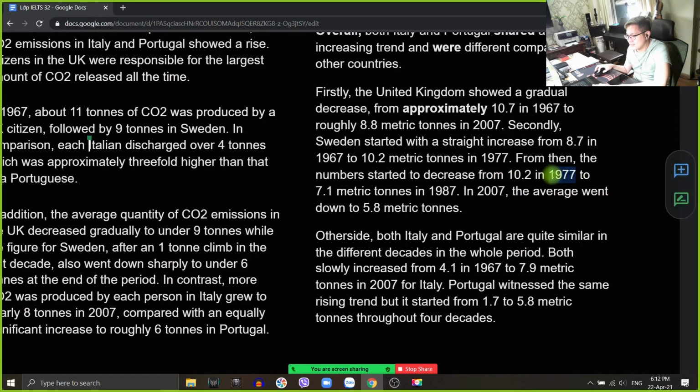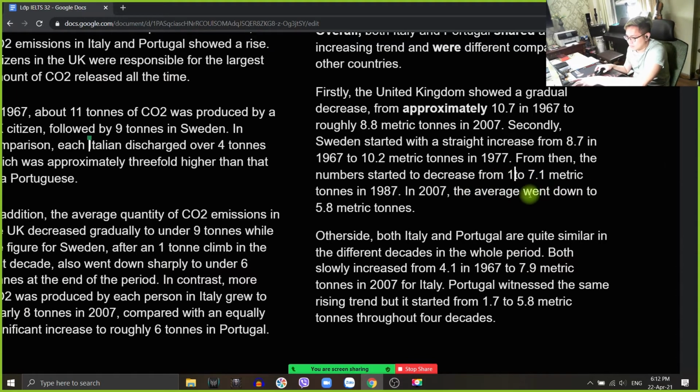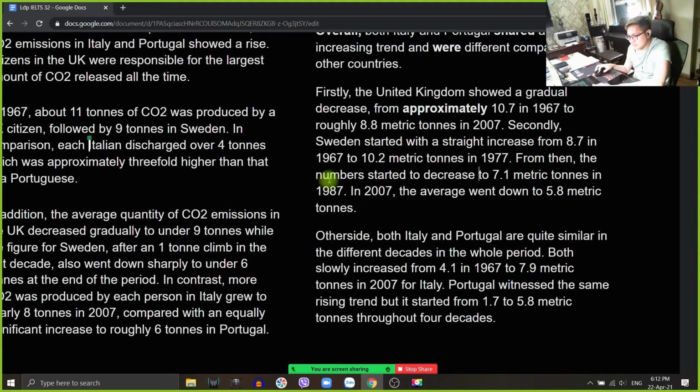Then is of course 1977 already. From that point, the number 1977 is already there. You don't need to mention this one and that number again. From then the numbers start to decrease to 7.1 metric tons in 1987.